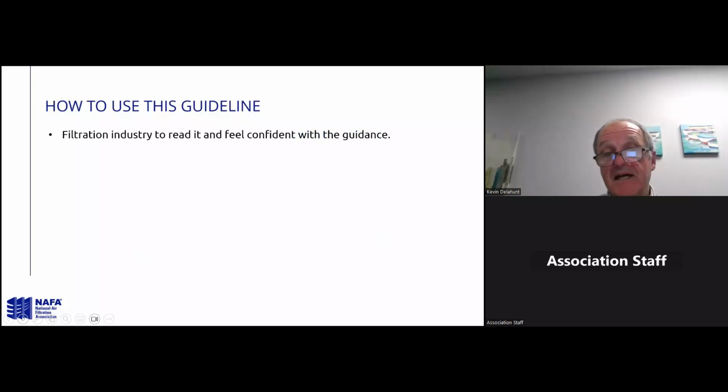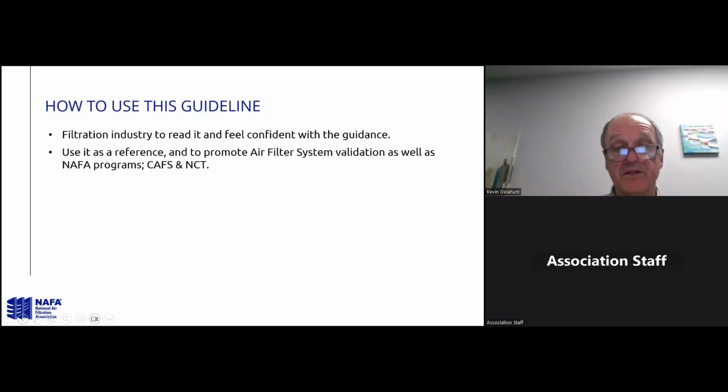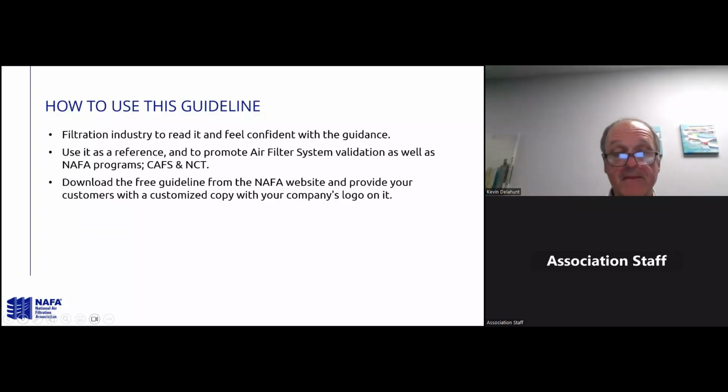How would I like to see this guideline used? Well, I think the filtration industry should read it and feel confident with the guidance. And if you don't, reach out to us and we'll see what we can do. Use it as a reference to promote air filtration validation, as well as the NAFA programs, CAFS and NCT.